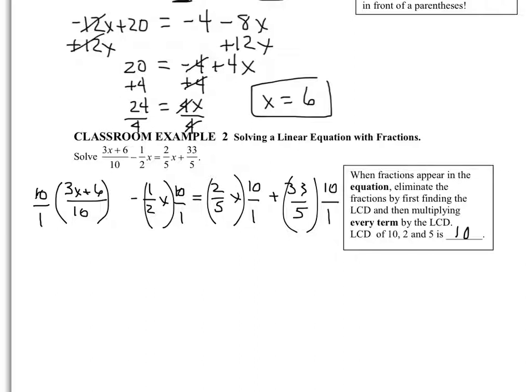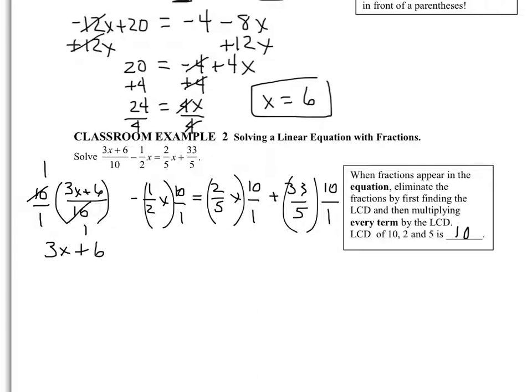So as long as I chose my LCD wisely, if I got the correct LCD, what should happen is my denominator will cancel out in every single fraction. Look at the first one. I have a 10 in the denominator and a 10 in the numerator. Remember, if I'm multiplying fractions and I get a common factor between a numerator and a denominator, I can reduce down. So these 10s will cancel, and if I multiply that back together now, I just have 3x plus 6.